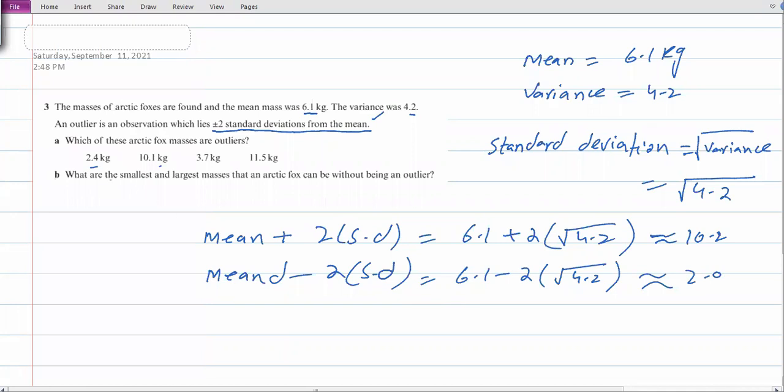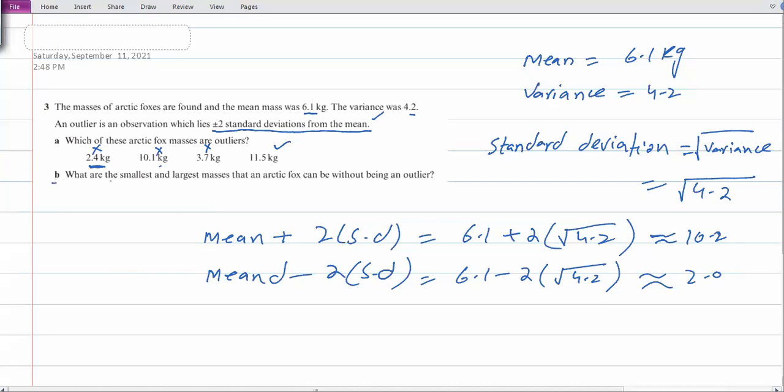So now let's check this one. Can this be an outlier? No, because it is not less than this, not more than this one. So this is not an outlier. 10.1, no, 10.1 cannot be an outlier. Why? Because it is not greater than this, not less than this. 3.7 is not an outlier, because it is not greater than this, not less than this. 11.5, yes, 11.5 is an outlier because it is greater than 10.2. So this one is an outlier.